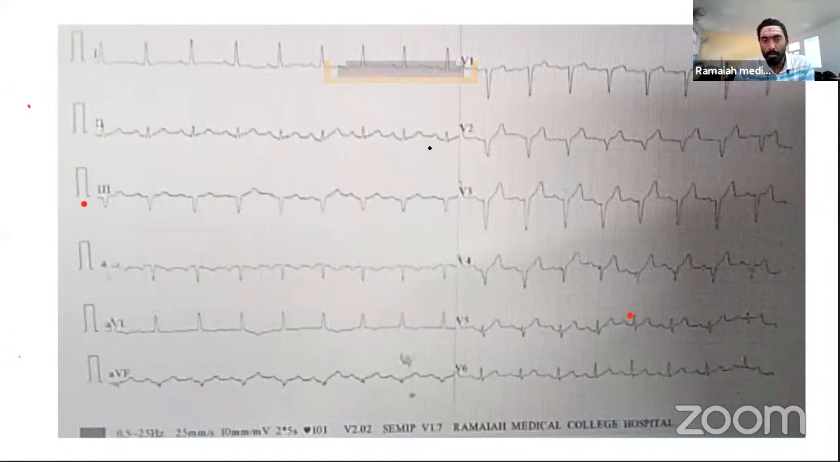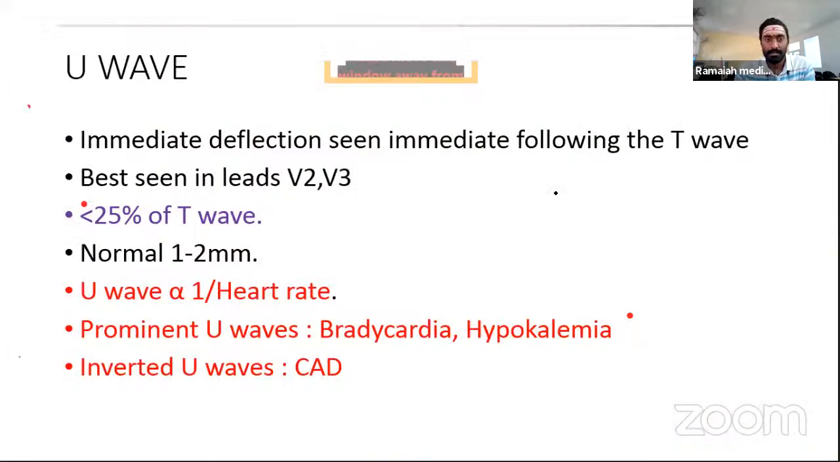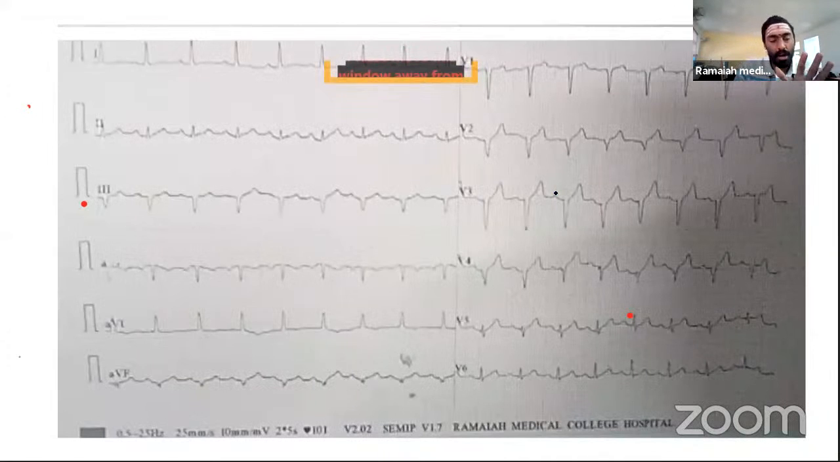And this patient had an old anterior wall MI, with an EF of 40%. So this is poor R wave progression. So you have seen the common waves.